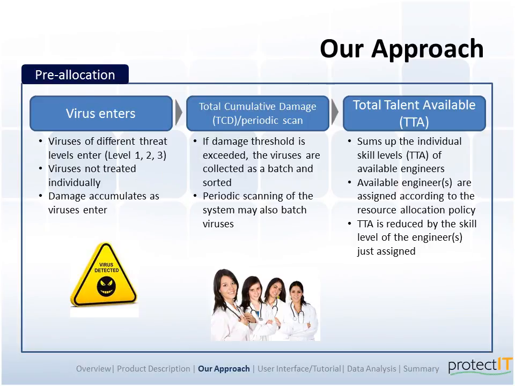During pre-allocation, viruses are classified into three major levels, 3 being the highest threat and thus doing the most damage. As viruses enter the system, they accumulate damage. However, IT workers aren't immediately aware of the arrival of each individual virus. There are two different ways that workers identify that their system is under attack, either through a periodic scan or once a damage threshold is exceeded. Once the viruses are detected, they are taken as a batch and sorted by their respective threat levels. The system then does a preliminary check before passing the virus on to the allocation process.